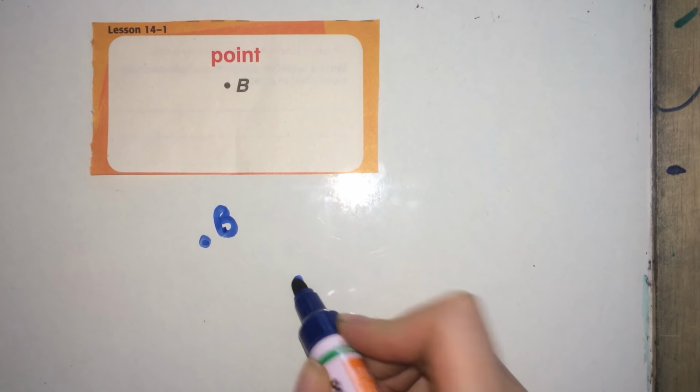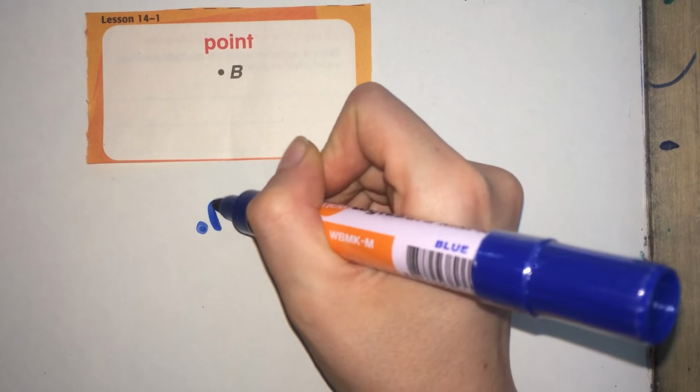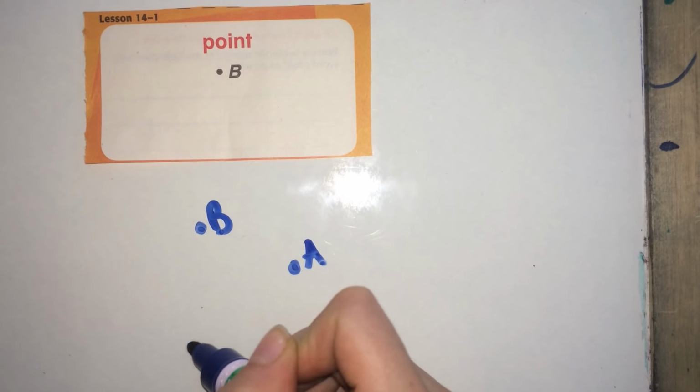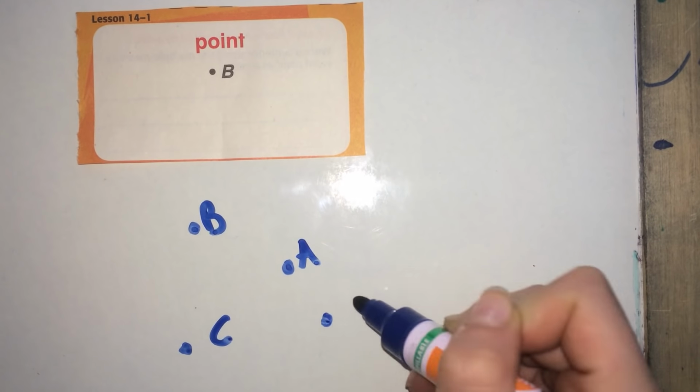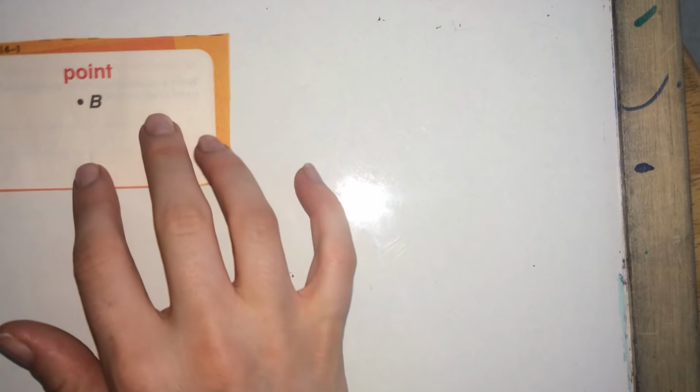Because there might be another dot, and it would be hard to be like, which dot? Oh, it's that dot. Which dot? That dot. Huh? Right? So we use letters to name it. So point B and maybe A. And maybe we have another point C and another point D. We can have many, many points. Okay, so that is a point. Okay, we'll leave that over here.